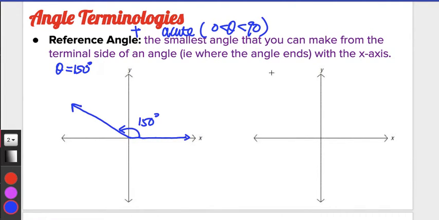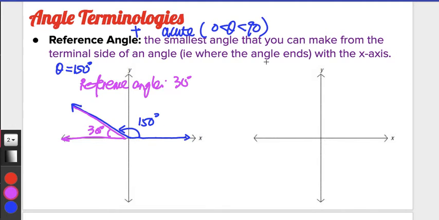So the reference angle, as we mentioned, is the smallest angle you can make from the terminal ray with the x-axis. Where is the terminal ray here? This is our terminal ray, right? This is our terminal ray with the x-axis, and this is our reference angle. As you can see, this is actually half a circle, so this piece is 30 degrees. So what is the reference angle for 150? 30 degrees. Okay, so after this example, you'll probably still feel confused. We're going to do more examples, then you will understand.